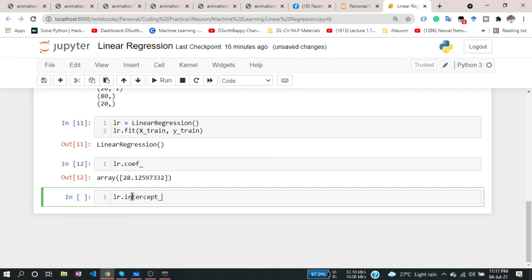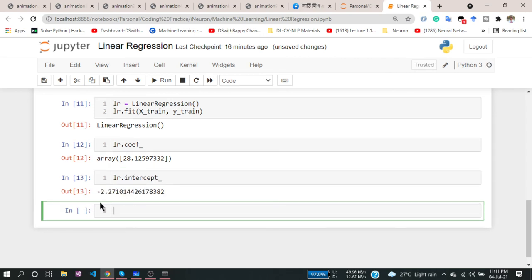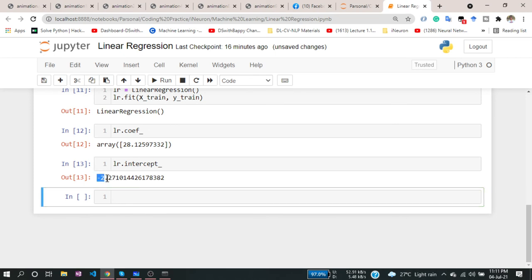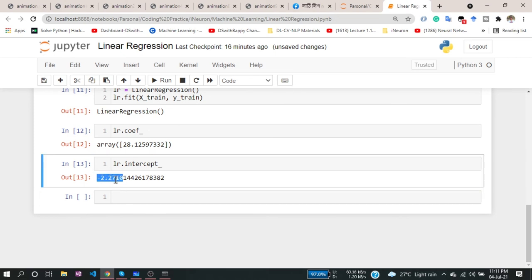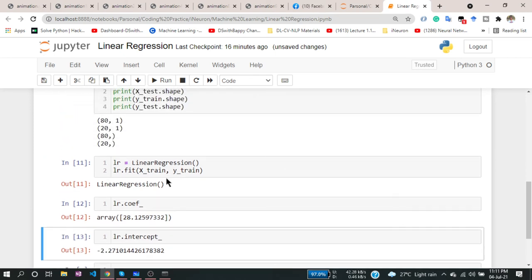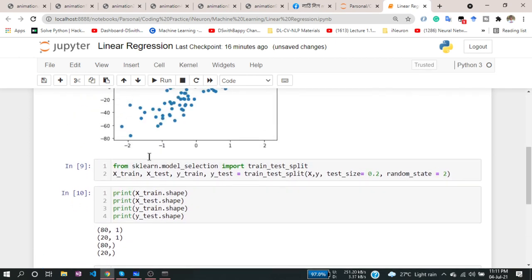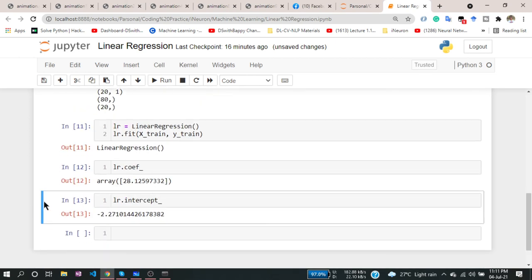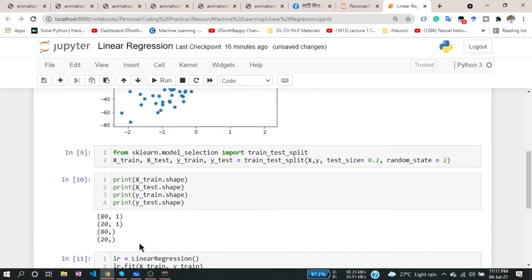Now we will also check the intercept. So now let's see. Your intercept is -2.27. This is your intercept, and this is from the actual sklearn. So minus two, in the sense that it came in that below line.